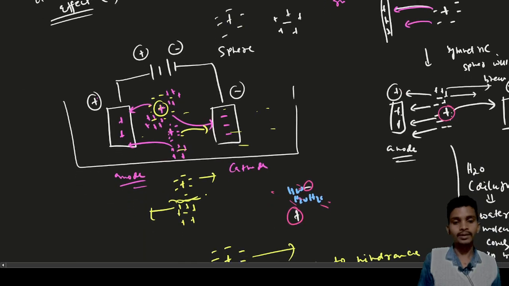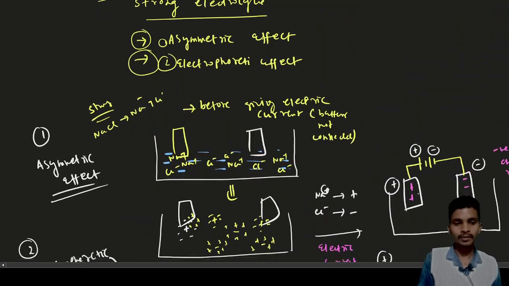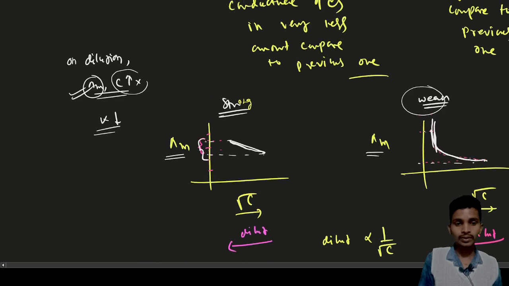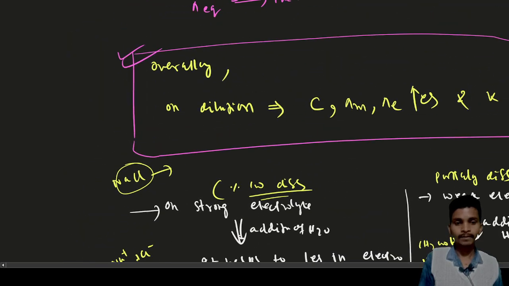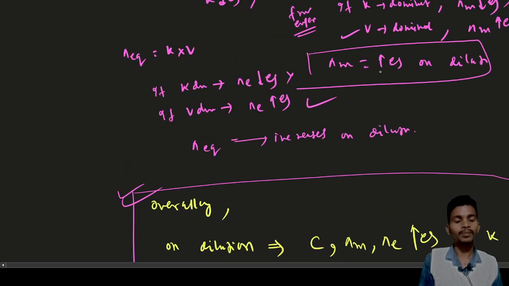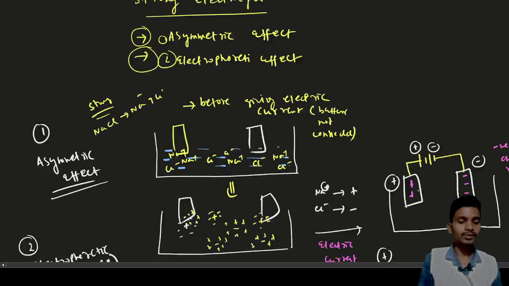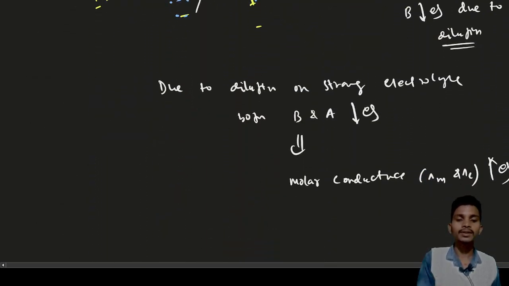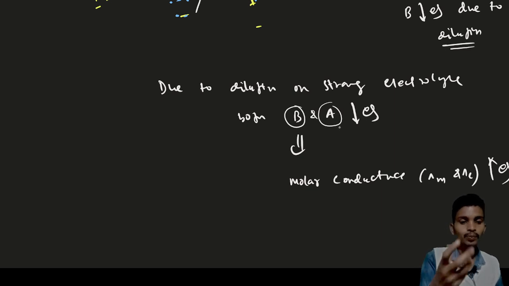We have discussed that on dilution this increases, because the volume factor dominates. And also here we discussed that due to dilution on strong electrolytes, both B, the electrophoretic effect, and the asymmetric effect decrease, which pushes the increase in molar conductance.